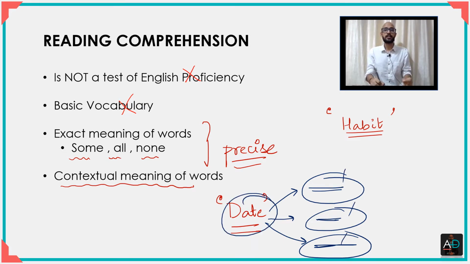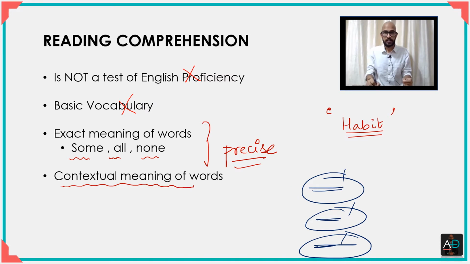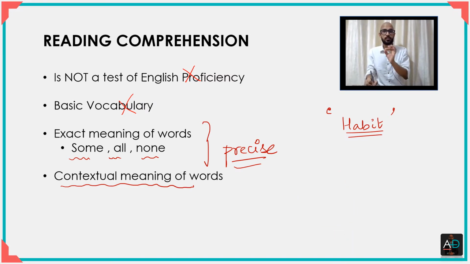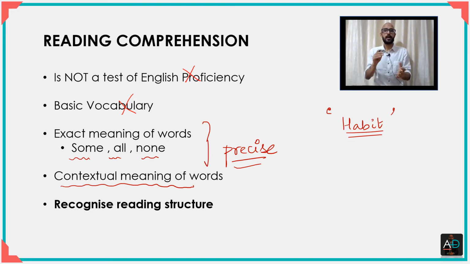So the ability to understand the meaning in the context is the other skill that you need. This does not require you to have a great vocabulary. It requires you to have the skill to understand the context. Alright? And then you need this skill which is called understanding the reading structure. I will talk about this in a little more detail in a bit. I will get back to this reading structure, but I need you to understand that the most important thing about reading comprehension is the ability to understand reading structure. I'll talk about it in a bit.